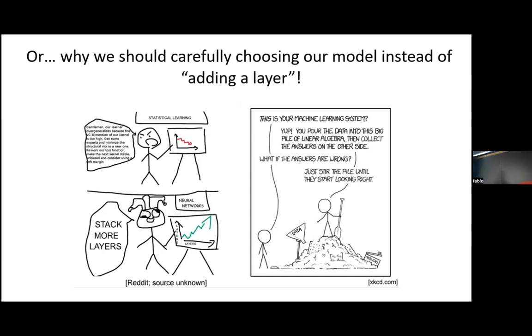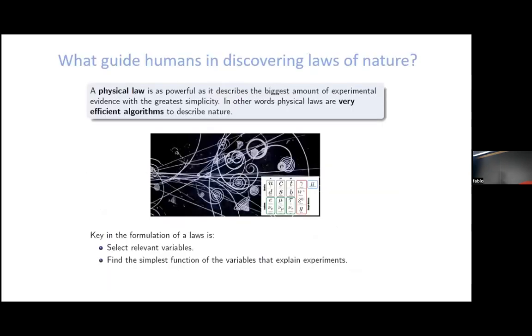The main message of this talk is you should carefully choose your model, the priors of your model, to match the data statistics and the data geometry in order to do a serious job. So let me take a long route, let's say, in order to get to the point, and start with a few words about what guides humans in discovering laws of physics. This is, of course, a big question. I'm just giving a small definition here.